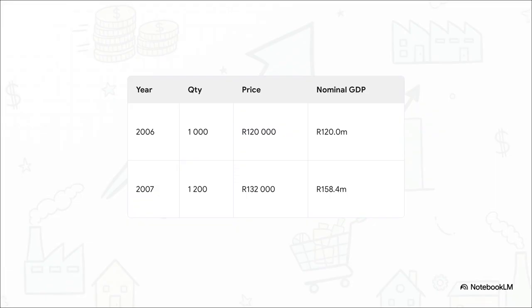So let's say in 2006, the country produced 1,000 cars priced at $120,000 each, making the nominal GDP $120 million. Pretty straightforward. In 2007, production goes up to 1,200 cars, but the price jumps to $132,000. Because of that price jump, nominal GDP skyrockets to $158.4 million. A huge chunk of that growth is literally just inflation. The true physical production only grew from 1,000 cars to 1,200 cars.